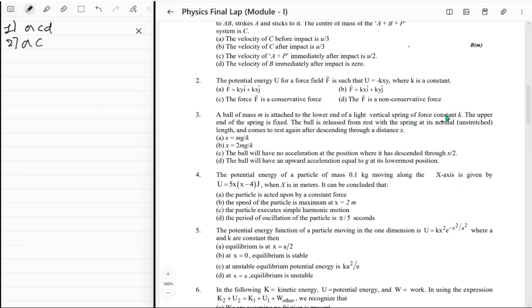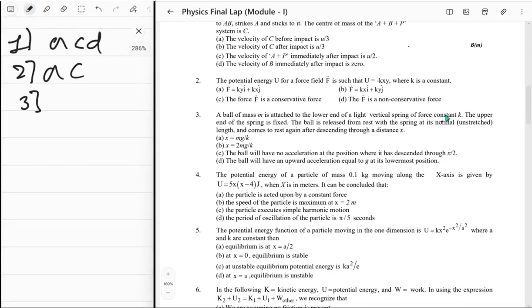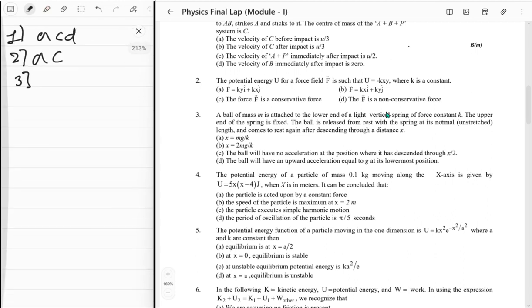A ball of mass m is attached to the lower end of a light vertical spring of force constant k. Let me do the third. A ball of mass m is attached to the lower end of a light vertical spring. The upper end of the spring is fixed, as expected. The ball is released from rest while the spring is at its natural unstretched length.